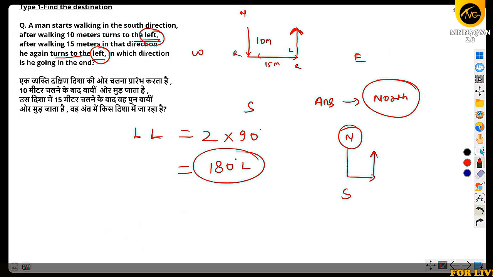So that means 180 degrees, that means coming back to his own position. He returns to the initial position. So 180 left means first time he turned 90 degrees and again he turned 90 degrees, and it's the initial position from which he started walking. So that means north is the correct answer.